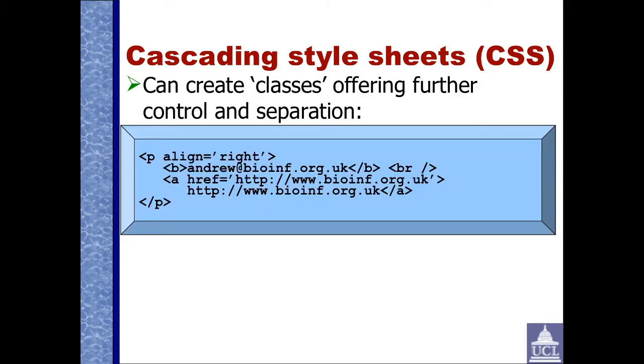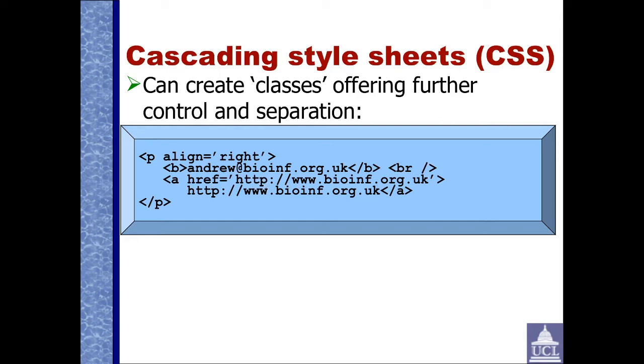We can use these classes in a sort of semantic way. By that I mean that the class name relates to what the content is. In the example that we saw earlier, I had this paragraph align equals right, and then I had an email address in bold, a line break, and then a link to another web page.